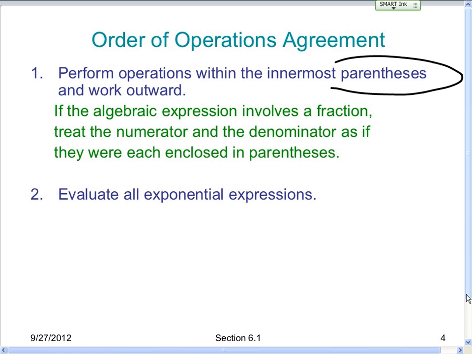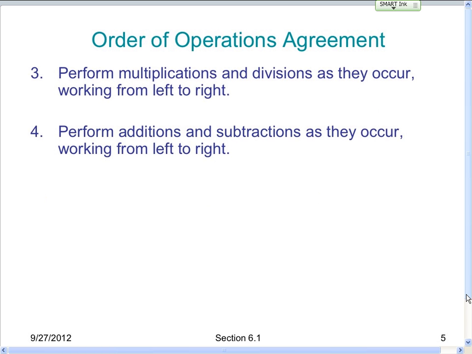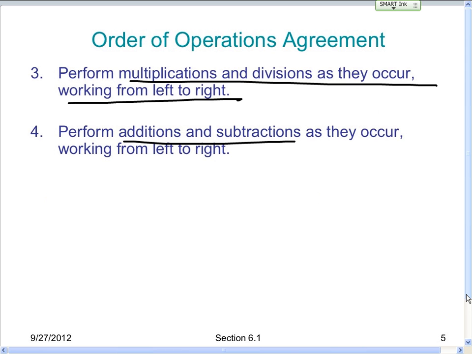So after you do parentheses, then you do exponents. Multiplication and division, left to right. Addition and subtraction, left to right.